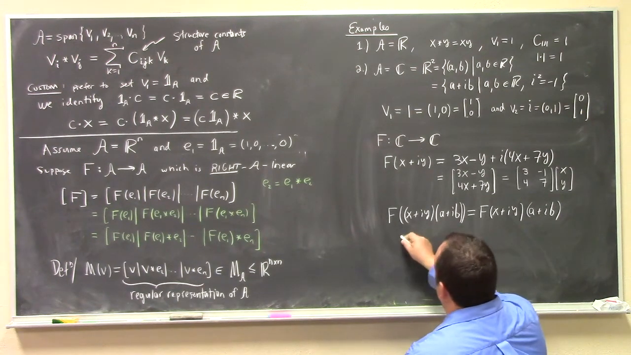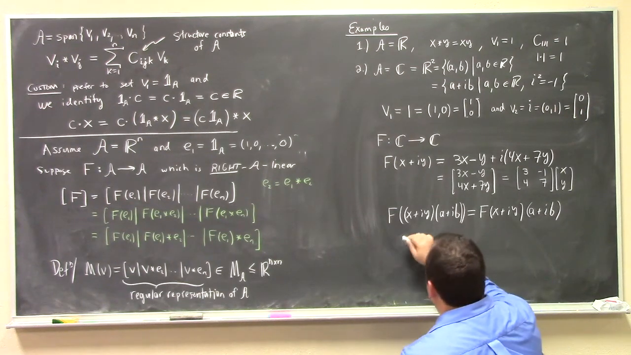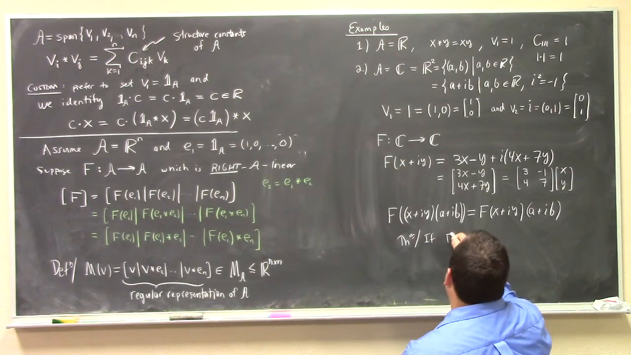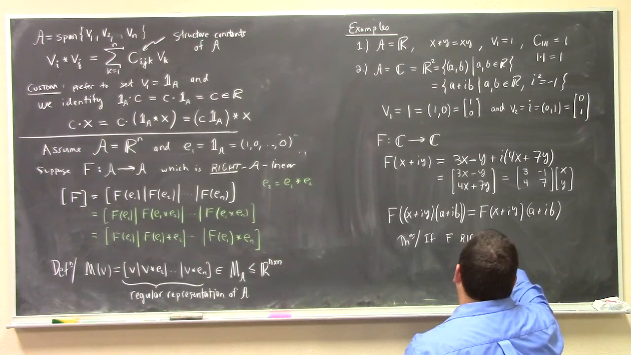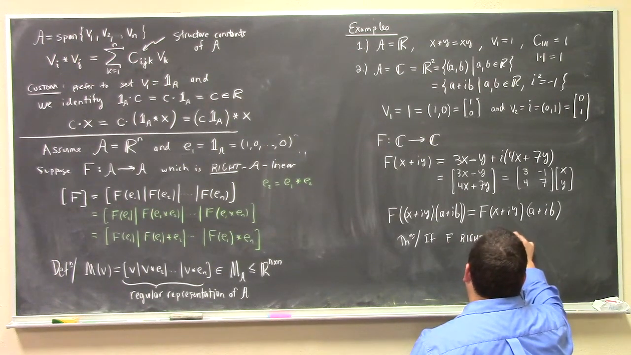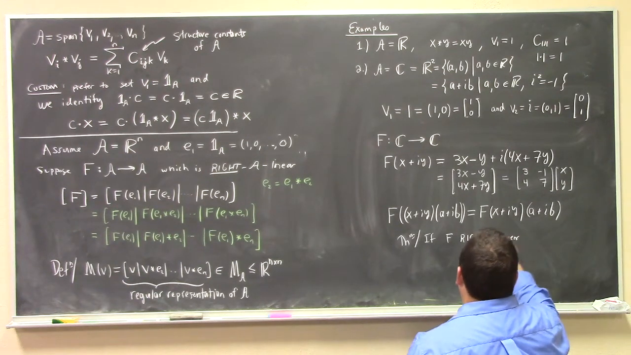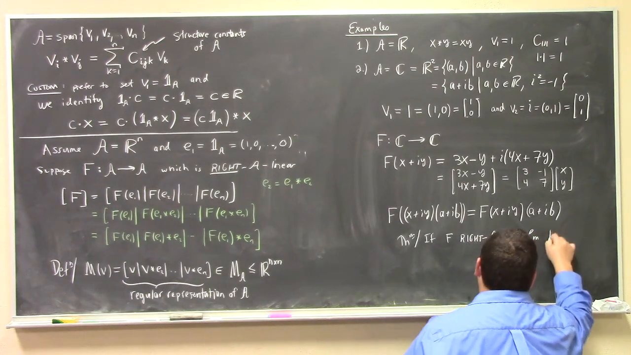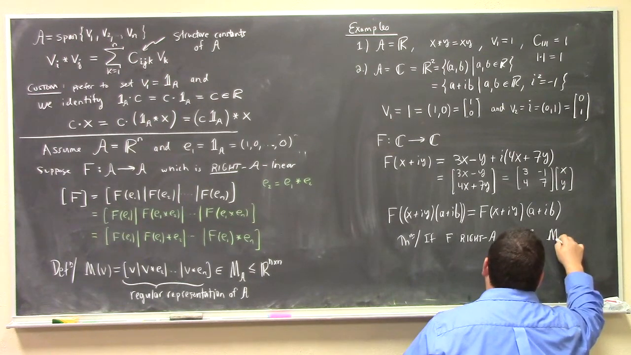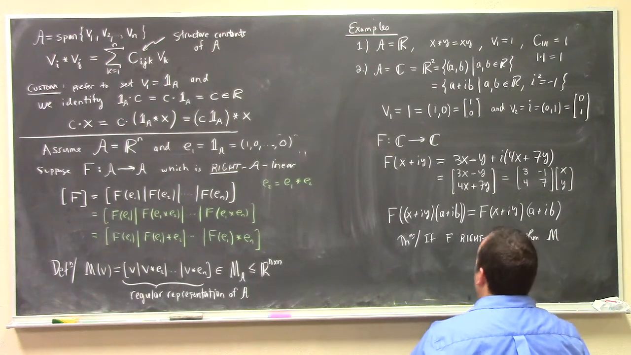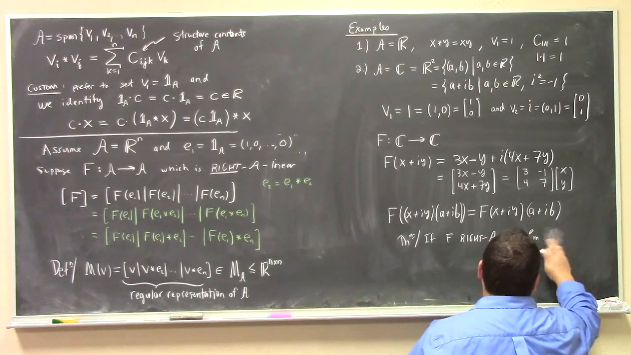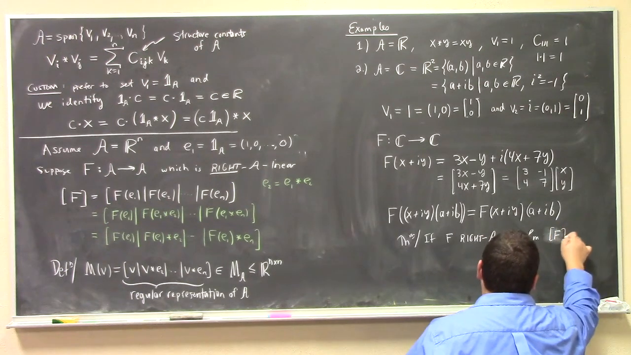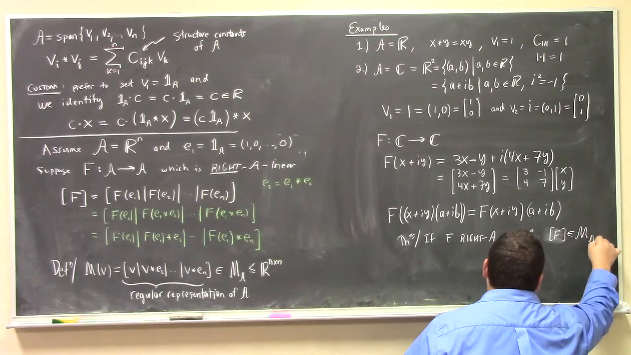But we have a theorem, right? I mean, you could just use this to figure it out. That's true. But our theorem is that if f is right linear, then the matrix of f is an element of this guy.